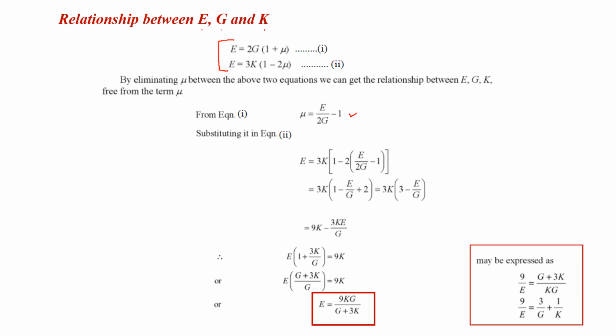That is, E is equal to 3K into 1 minus 2 mu. Instead of mu, we can substitute E by 2G minus 1. And simplifying the terms, we will obtain E is equal to 9KG divided by G plus 3K. And this can also be written in other forms, that is 9 by E is equal to G plus 3K divided by KG, or 9 by E is equal to 3 by G plus 1 by K. This gives the relation between the three elastic constants, modulus of elasticity E, modulus of rigidity G, and the bulk modulus K.